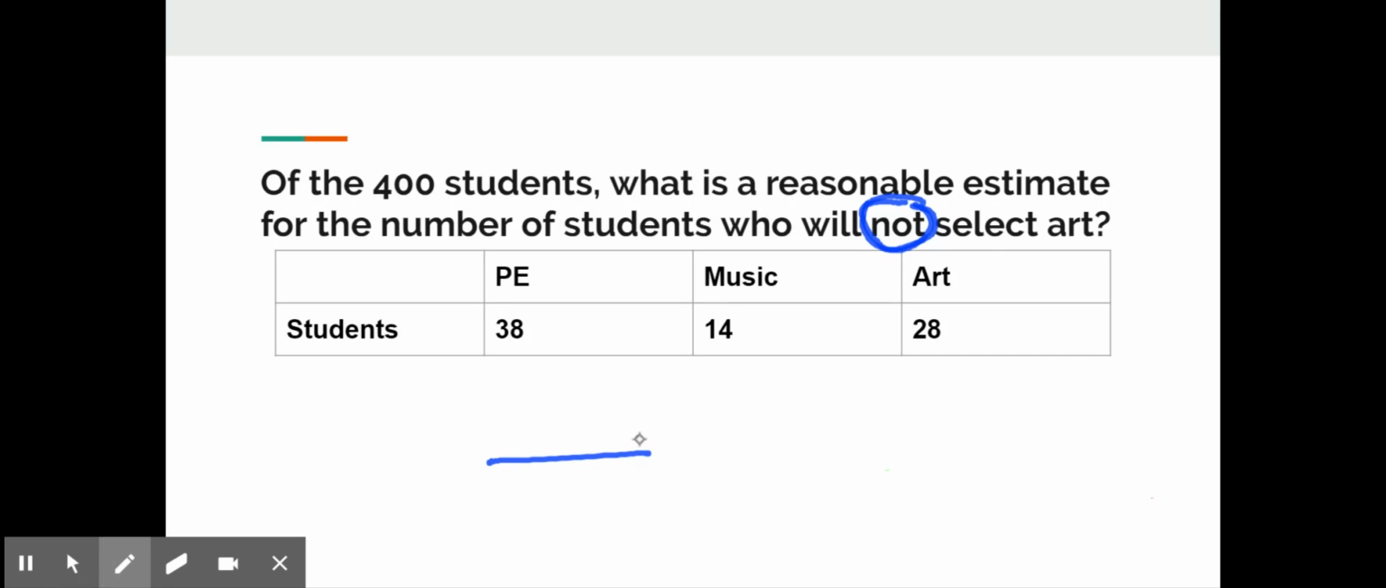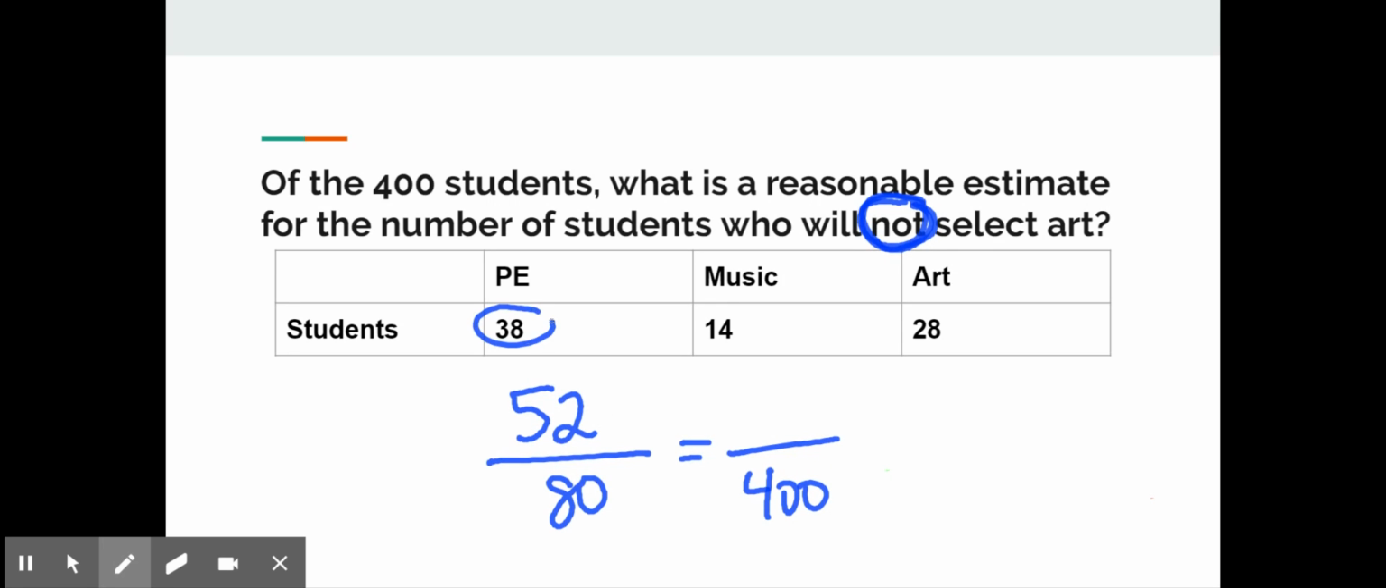So again, we have our survey of 80 students. This is again from the last question, and our population is out of 400. This time we want to figure out how many do not select art. So 28 do select art. 38 plus 14 is 52. So there are 52 students that prefer PE and music, so not art.